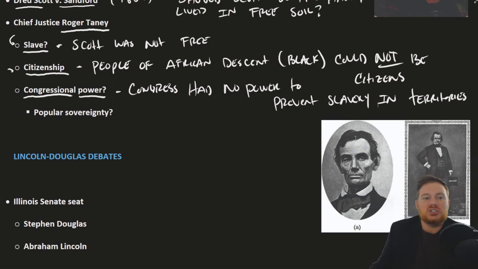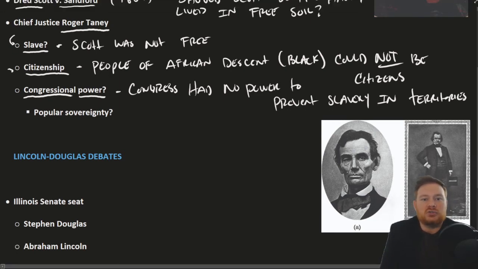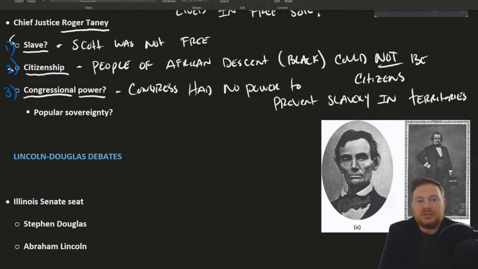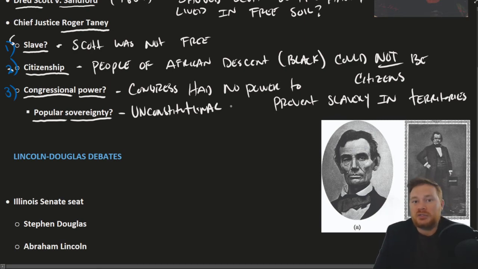So this decision really came down sort of on three things. One, Dred Scott would not be free. Two, Black people in the United States could never be citizens. And three, Congress had no power to prohibit slavery anywhere. So not only did this overturn the Missouri Compromise, but it also made popular sovereignty unconstitutional, right? And opened up pretty much all the remaining territories to the possibility of slavery.